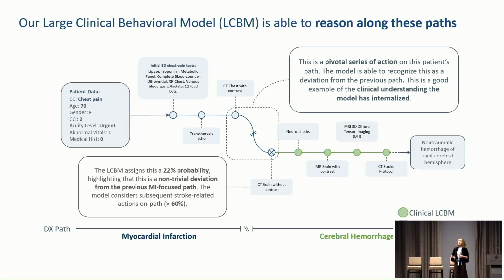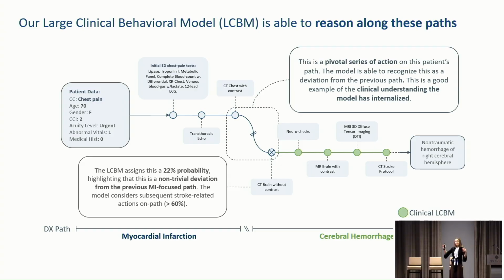So what happens here with this patient? This 70-year-old woman is moving along. Initially, she has a bunch of classic MI, or heart attack, labs ordered, as well as a transthoracic echo. Then something interesting happens. This is again a real patient: CT brain without contrast. So before seeing that action, what is the large clinical behavioral model saying? It's basically going along the path of a heart attack, or an MI. So before it sees that action, it gives that action a pretty low probability.